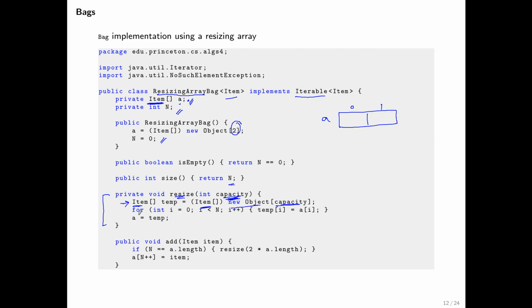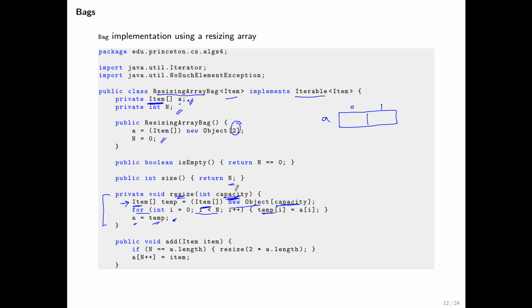Okay, and then what we do is, in this for loop, we simply copy the values from the array A, the old array, into the temporary array. So i goes from 0 all the way up to n, where n is the number of items in the bag or the array. So we copy all those items into temp by saying temp at i equals A at i. Okay, so we just copy in all the items from A into temp, and then we say the new array A is simply whatever temp is. So now A has grown in size.